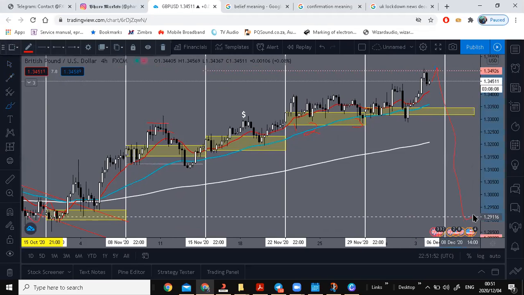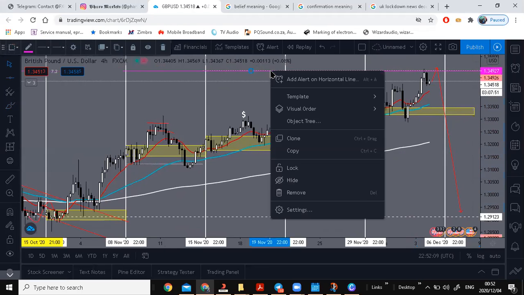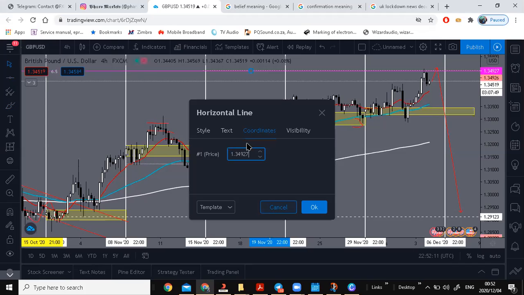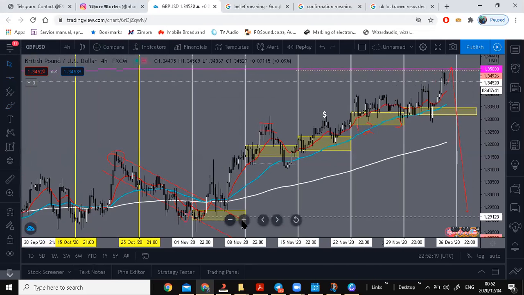Whoa, I didn't expect that. Drop. That's a nice 500 pip move. What also makes this move so significant is the fact that we are once again at the institutional level. As you can see, it makes sense why price will drop.